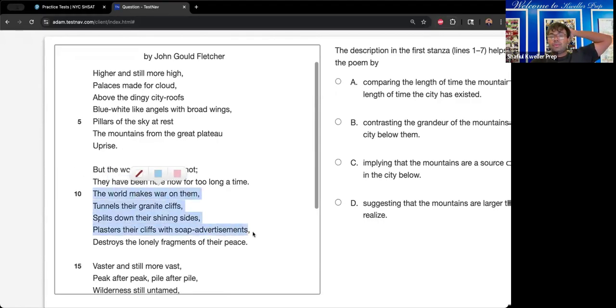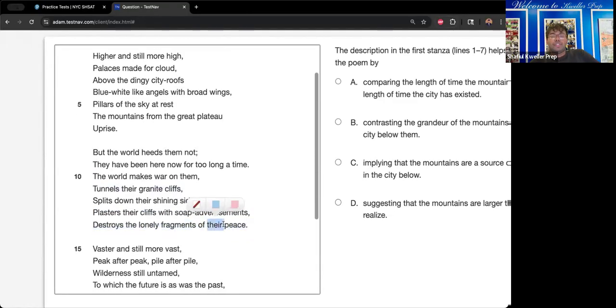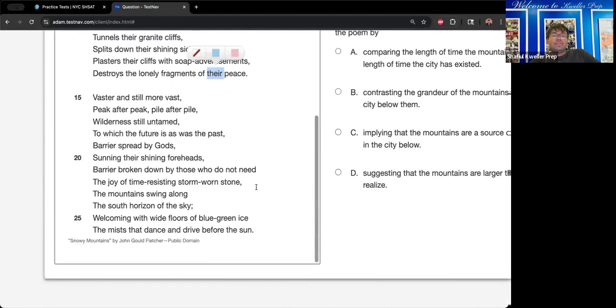And it talks about how the world is destroying them. Look, tunnels, we create tunnels, we put soap advertisements on mountains and stuff. And then we destroy the lonely fragments of their peace. There refers to nature. So that's stanza two. And stanza three says, nature still continues to rise.